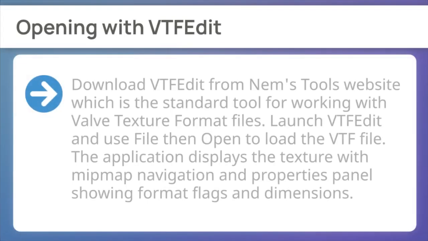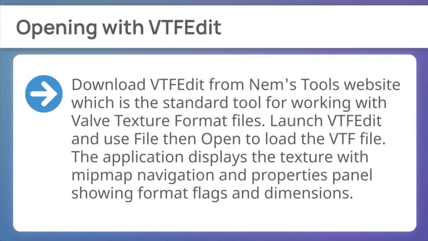First, opening with VTFEdit. Download VTFEdit from Nem's Tools website, which is the standard tool for working with Valve texture format files. Launch VTFEdit and use File then Open to load the VTF file. The application displays the texture with mipmap navigation and a properties panel showing format flags and dimensions.